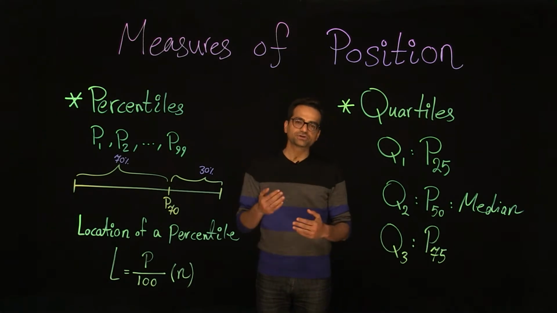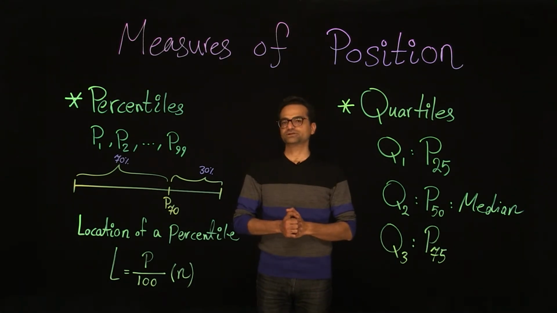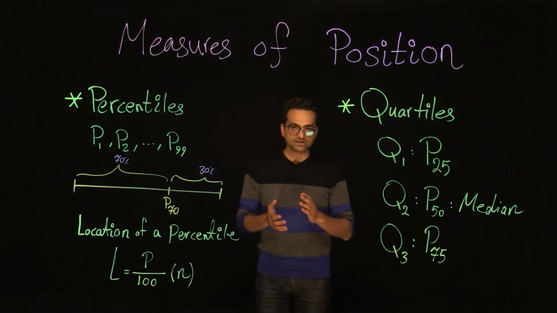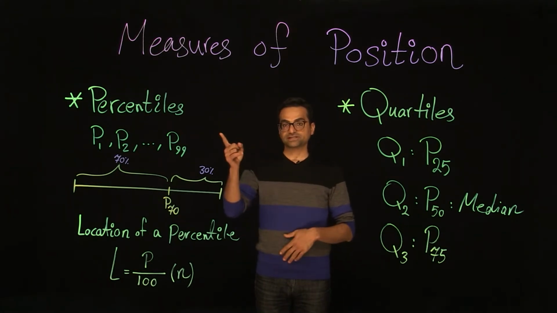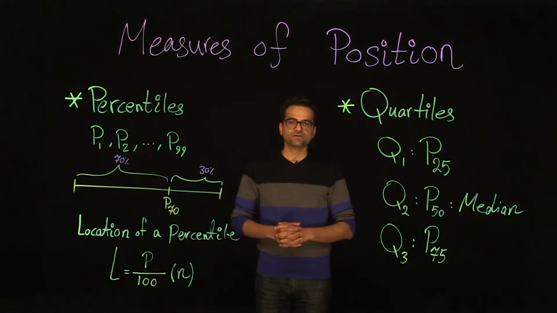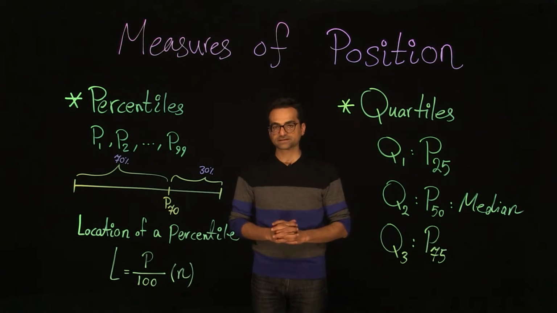Measures of position are used to determine the relative position of a specific data point in relation to other values within the same data set. In this video, we will cover two popular measures of position, which are percentiles and quartiles. First, let's talk about percentiles.